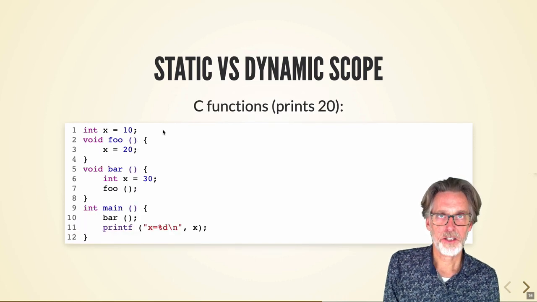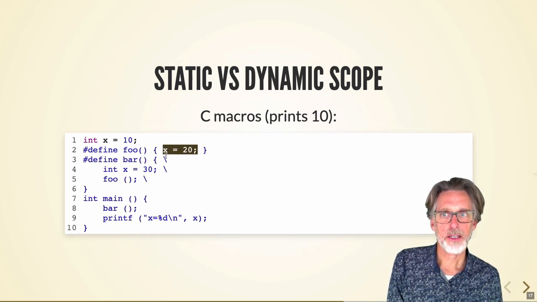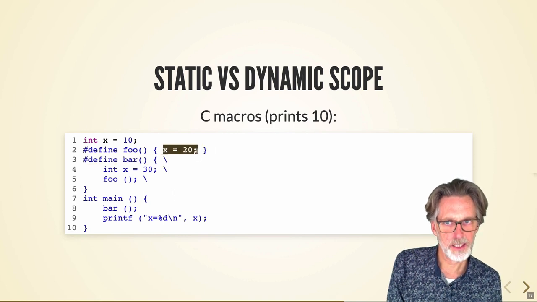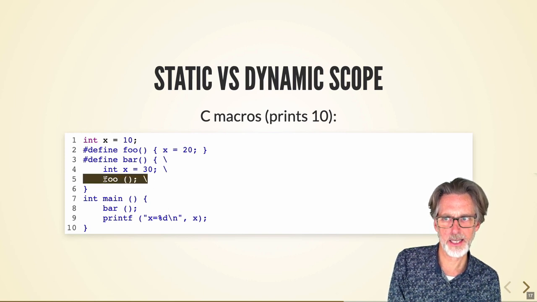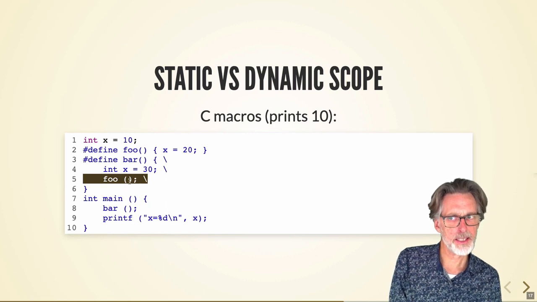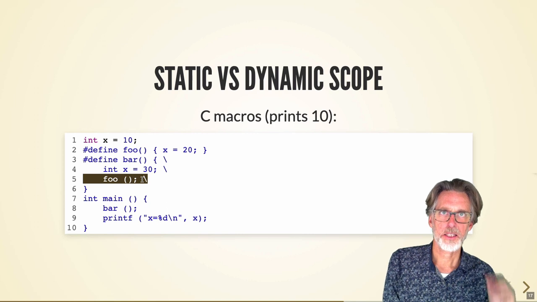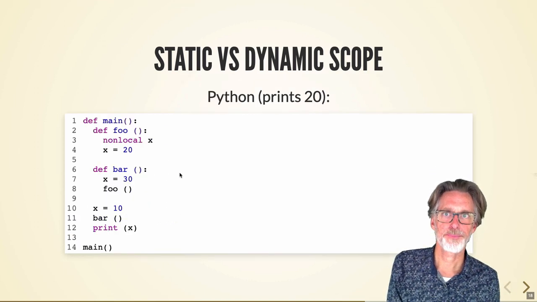C is statically scoped and therefore prints 20 for this program, just like Scala. But C also has macro expansion. And macros are expanded in place. And you can see here, if you just take this definition, x is 20, and you expand it out here on line 5, well, you're going to be accessing the x declared on line 4. And thus macro expansion has the flavor of dynamic scoping.